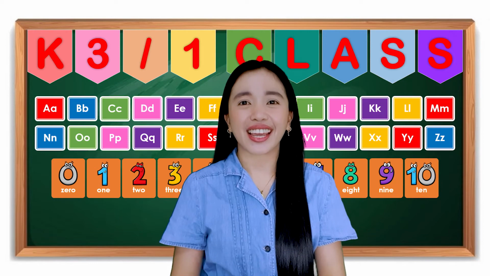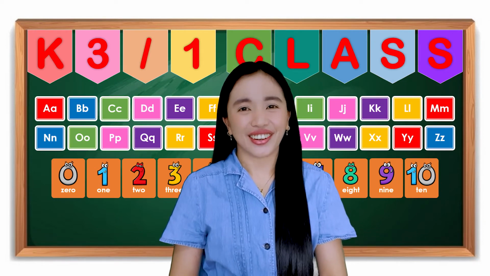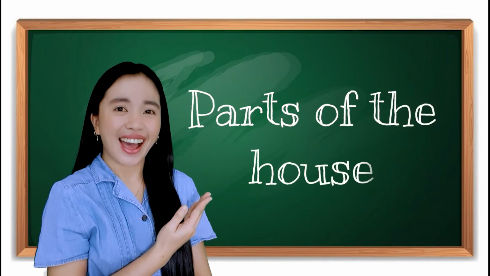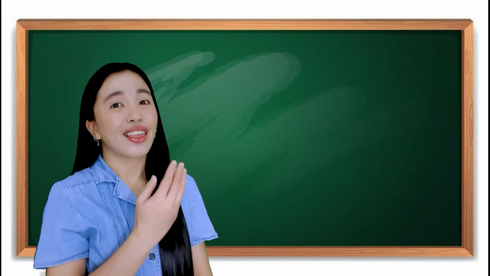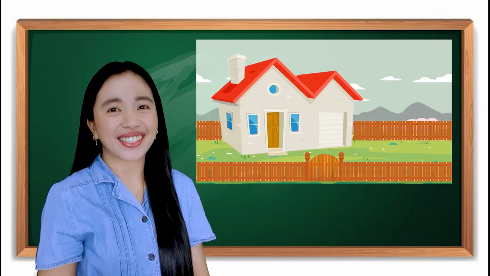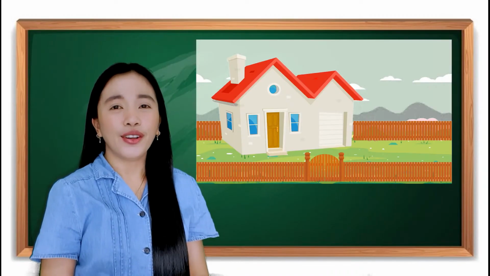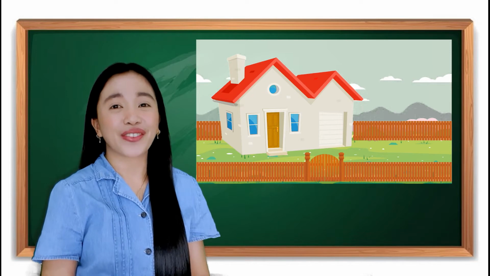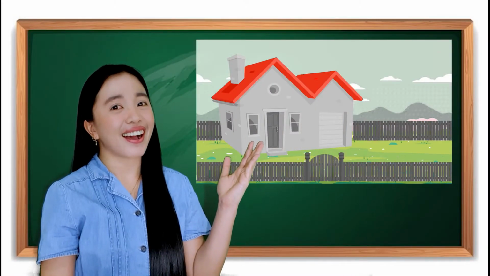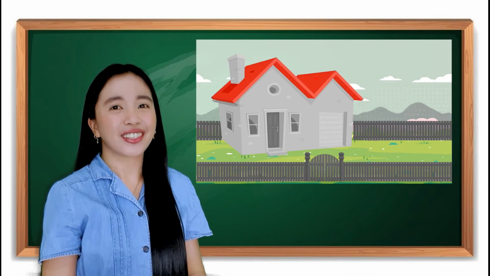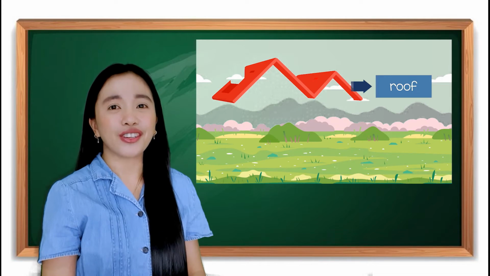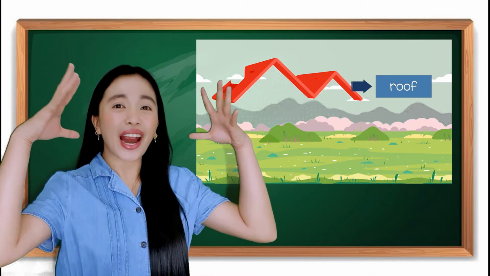Are you ready for today, kids? Good. Parts of the house. This is my house. Now, let's name all the parts of the house. On the top of the house is a roof. The roof keeps you dry when it's raining.